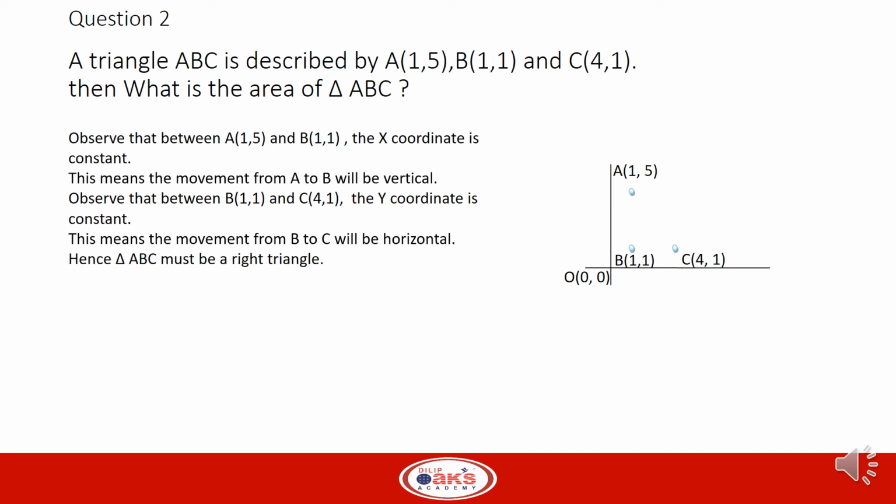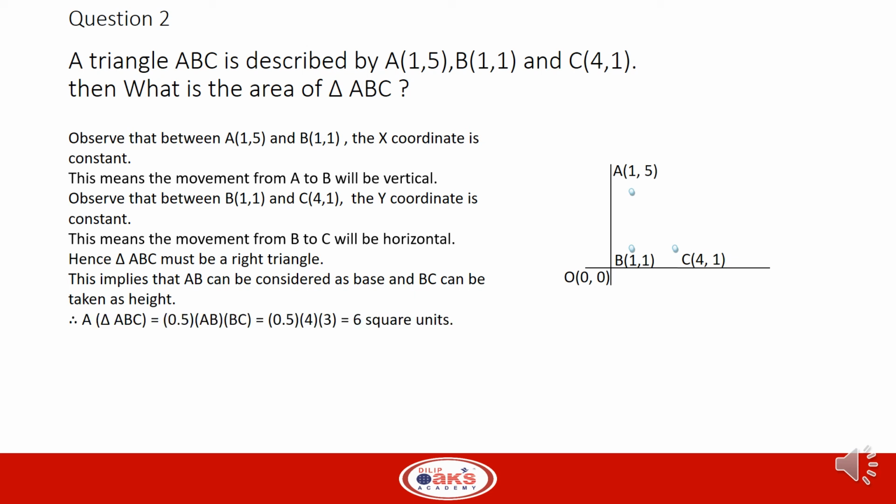That implies that triangle ABC must be a right triangle, and therefore AB can be taken as base, BC can be taken as height, and therefore again the area of triangle ABC will be 0.5, that is half, into AB into BC, that is 0.5 into 4 into 3, which is 6 square units.